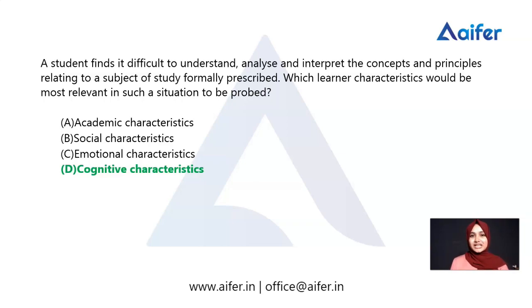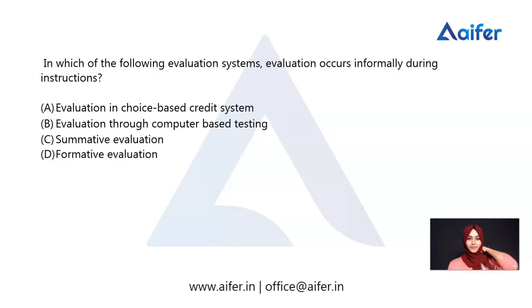Now moving to the next question. Another important question from the teaching aptitude topic. In which of the following evaluation systems does evaluation occur informally during instructions? 4 options are given. Evaluation in choice-based credit system, evaluation through computer-based testing, summative evaluation, and formative evaluation.